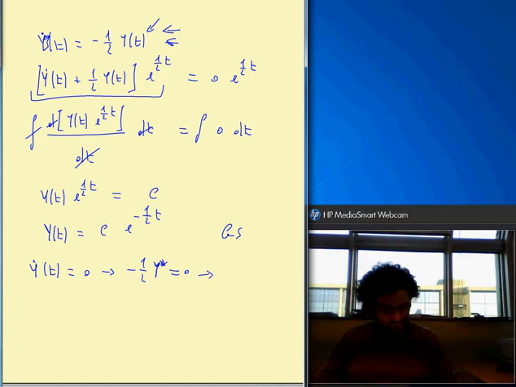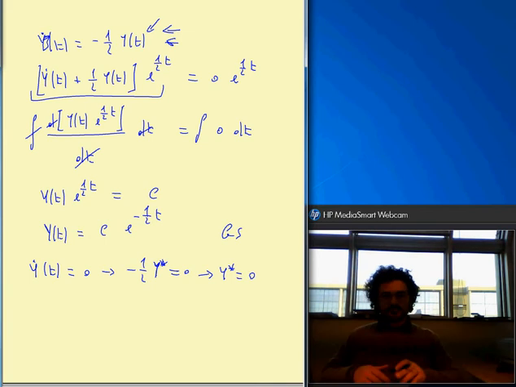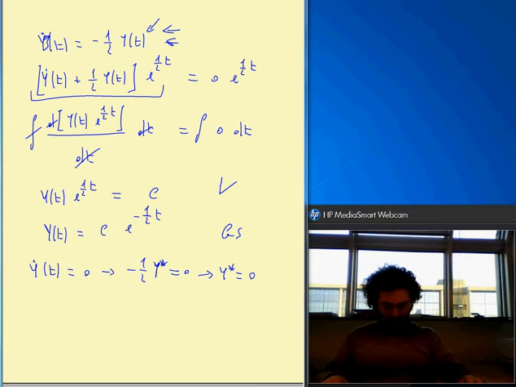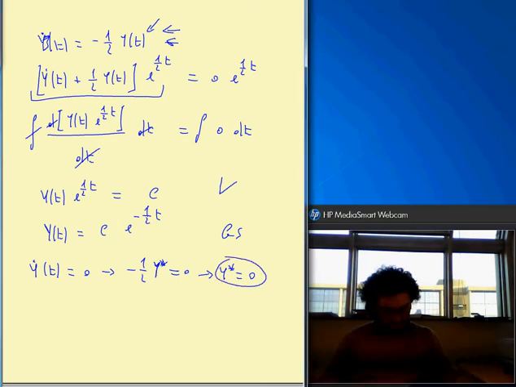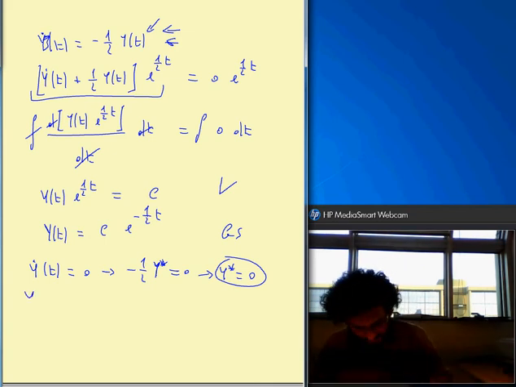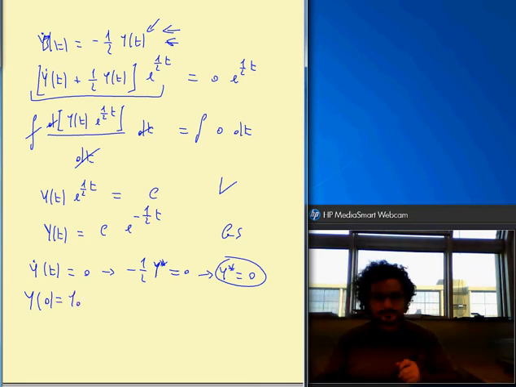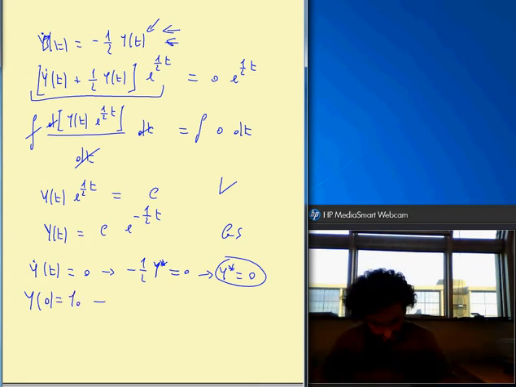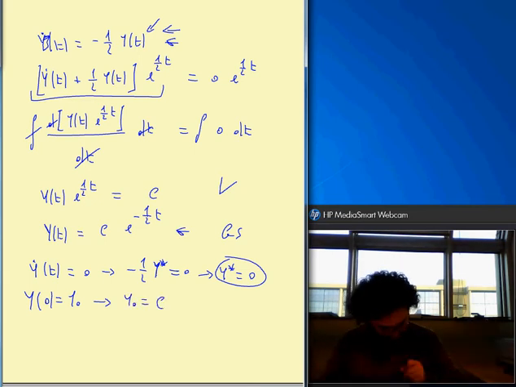We can write the particular solution in terms of the steady state solution. Now, we assume that the initial value at time 0 is equal to y0. This means that taking the general solution, y0 will be equal to c. So we can write the particular solution as y t equal to y0 times e to the power minus 1 half t. This is the particular solution.